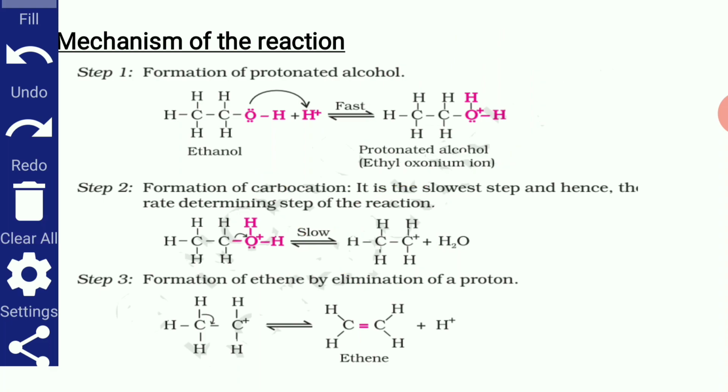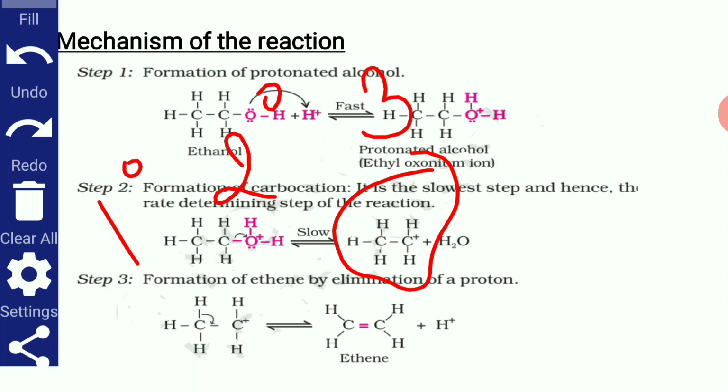So we can say that the carbocation formed in the mechanism is the intermediate which explains the reactivity of the different types of alcohols. The reactivity of the alcohols depends on the type of carbocation formed in the mechanism of the reaction. Types of carbocations means whether it is primary, secondary or tertiary.